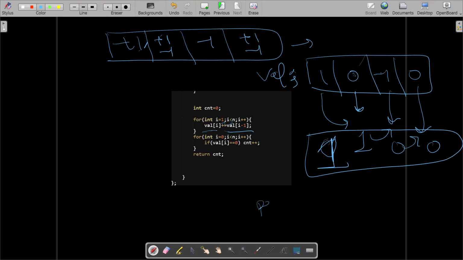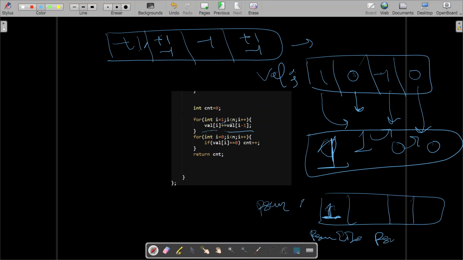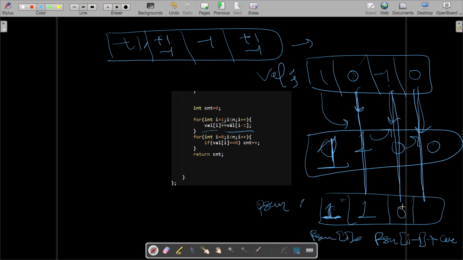If you create the prefix sum array separately, as I mentioned, the first element will remain the same. First element is 1. Now what is the prefix sum of i? Prefix sum of i is nothing but prefix sum of i minus 1 plus arr of i. So prefix sum of i minus 1 is 1, and if we add 0, it will become 1. Now prefix sum of i minus 1 is 1, and we add -1, it will become 0. Here 0 plus 0, 0. So this way we can form the prefix sum array separately, or otherwise you can update it directly this way.